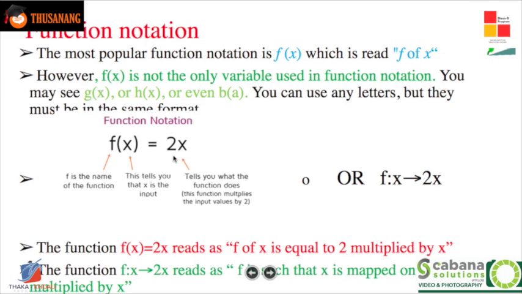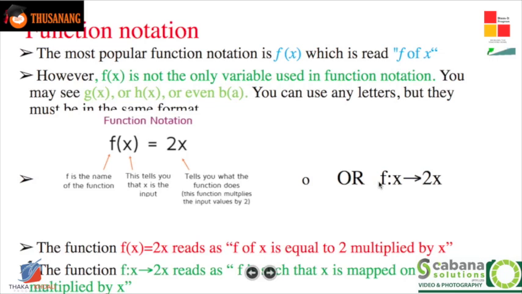So like I said, we can also have h of x as the function notation. In that case, it means h is the name of our function, and x is our input. And also if we have g of x, g is the name of our function and x is the input. Also with b of a, b can be the name of the function and a will be our input.